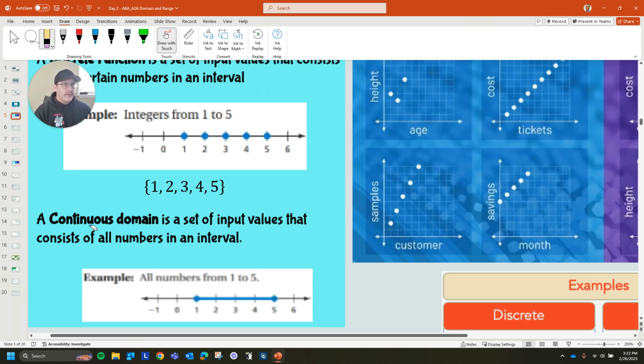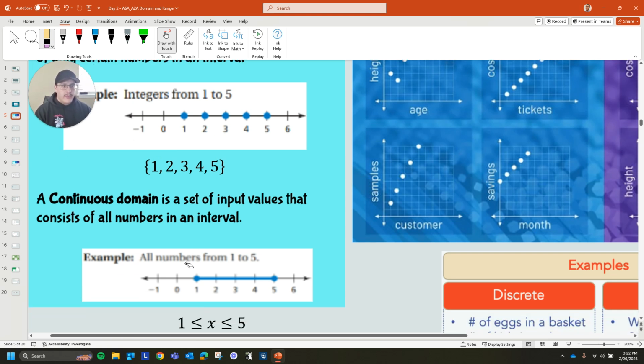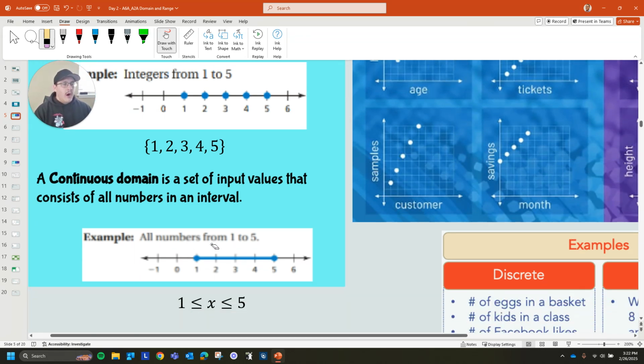Now, continuous domain and range is a set of input values that consists of all the numbers in an interval. So I want y'all to notice right here all the numbers from 1 to 5. Notice how 1 has a solid dot, and then we have a line that connects 1 all the way up to 5. So what this is saying is that all the numbers between 1 and 5, that includes 1.7, 1.8, 1.0000567, 2.3, 2.9, 3.2, all the numbers, square root of 5, whatever it is, they're all included from 1 to 5.